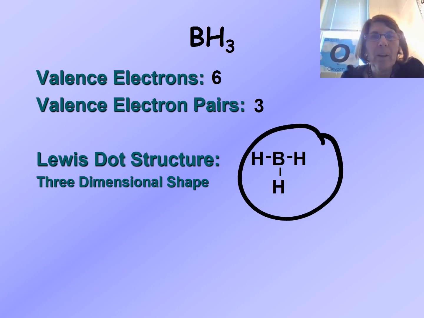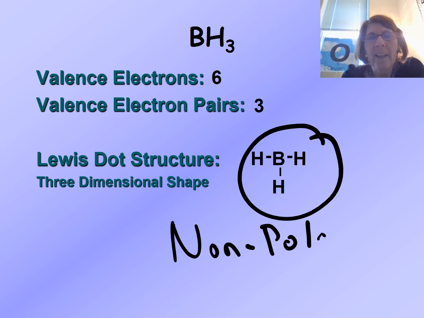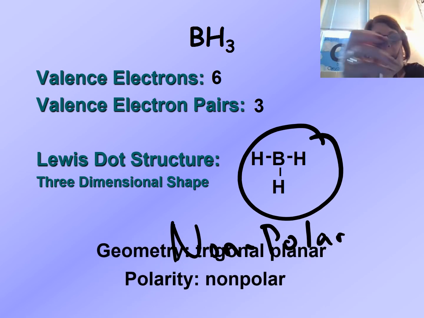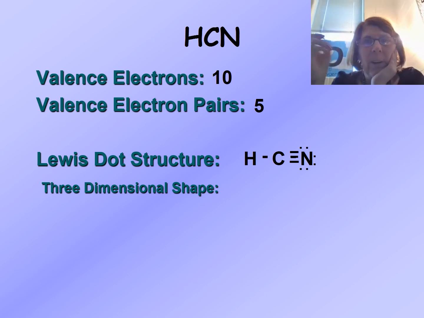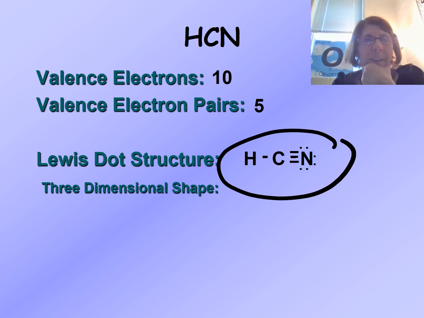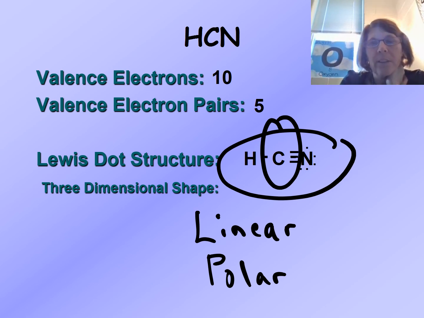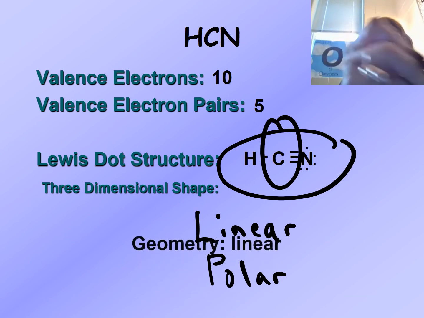This is equal on all sides, so we're going to say it's nonpolar. This is actually trigonal planar because we have no lone pairs. Notice that these are different. It is linear because there is nothing on my central atom, but we're going to say it's polar because of the different distribution of electrons.